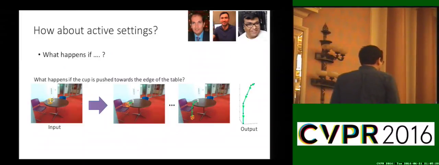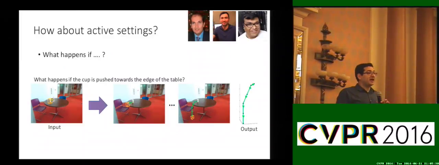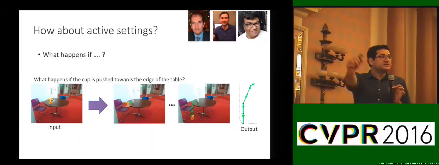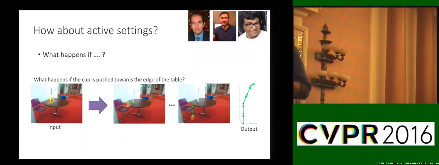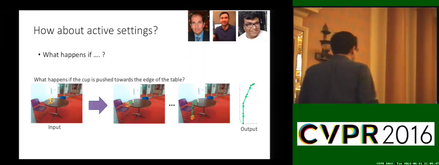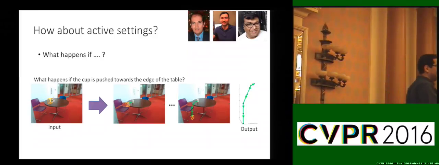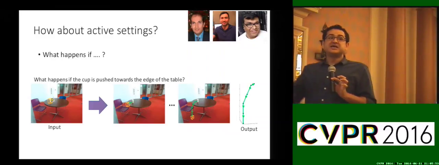Then Roosevelt, Mohammed and Abhinav extended it further, and they decided that we want to study this in an active setting, where the question itself might be in the form of what I showed at the beginning of my talk. What happens if I push the cup toward the edge of the table? Again, we cannot study this in real images. I really wanted to do this, but that's not possible. We cannot afford breaking so many things, and we cannot enforce enough variance.